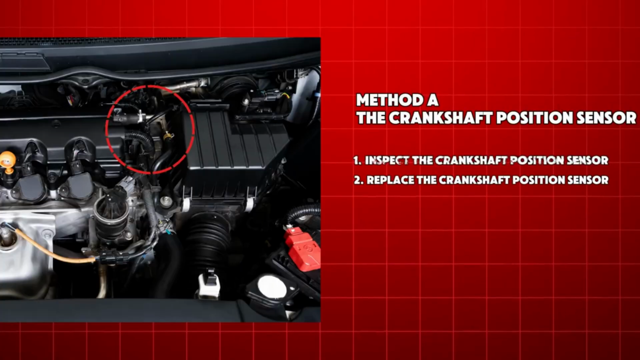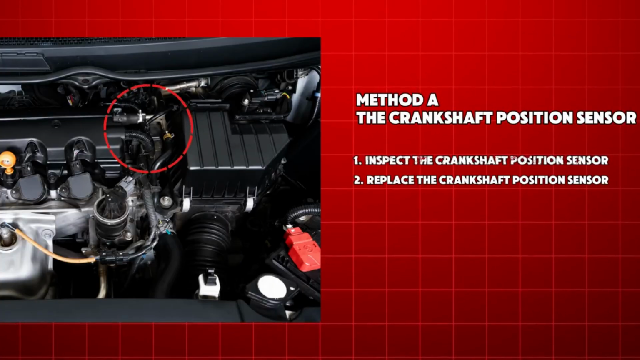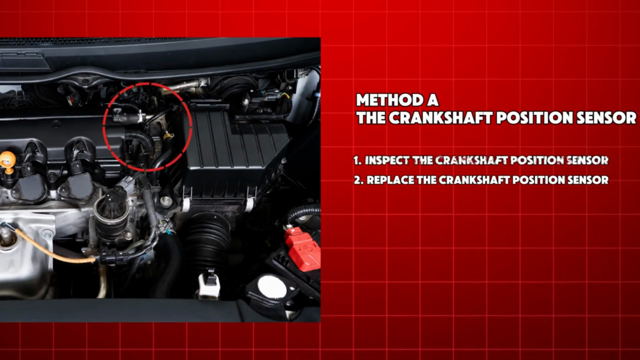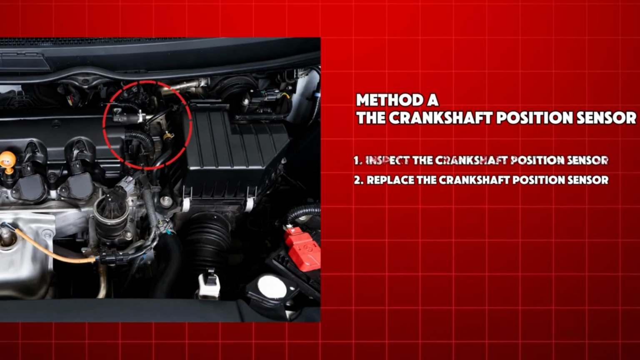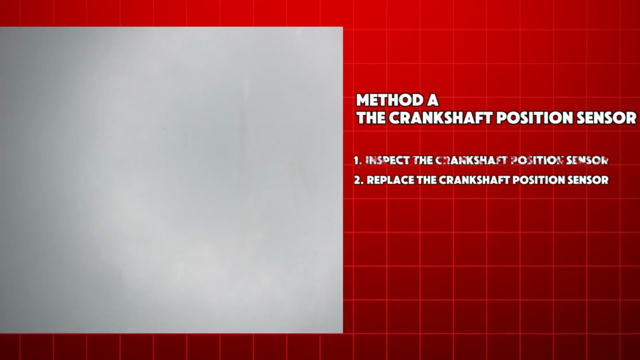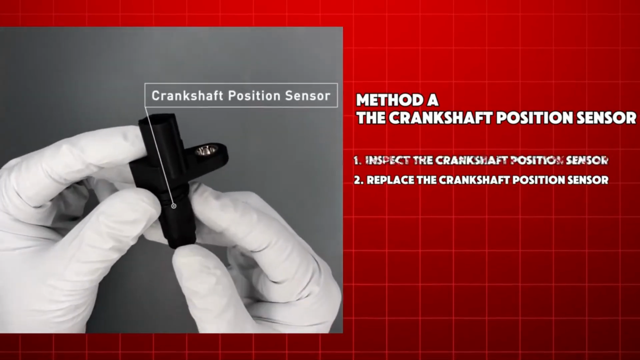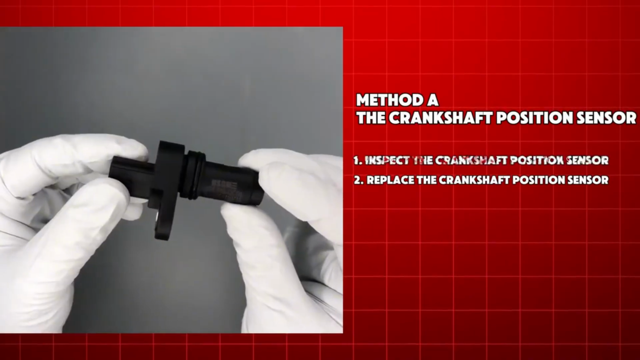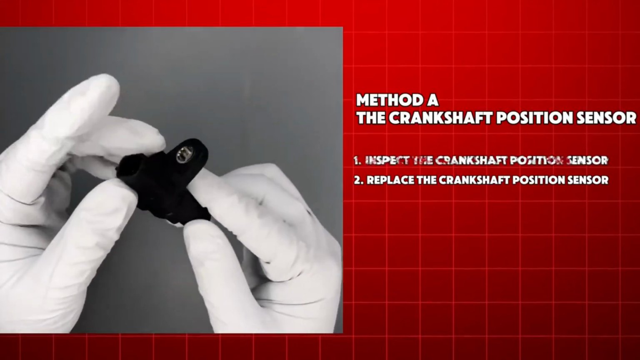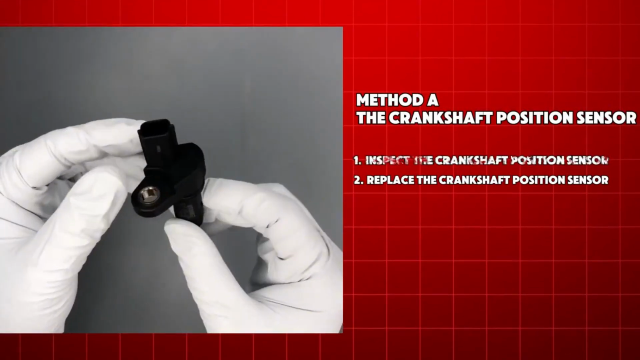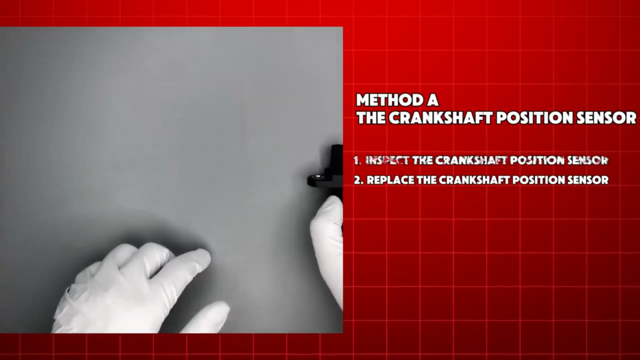The crankshaft position sensor is typically located on the lower front side of the engine. In most vehicles, it's mounted near the timing cover. Start by carefully removing the crankshaft position sensor from the engine. Once it's out, inspect it closely for signs of oil, dirt, or contamination caused by leaks from nearby engine components.